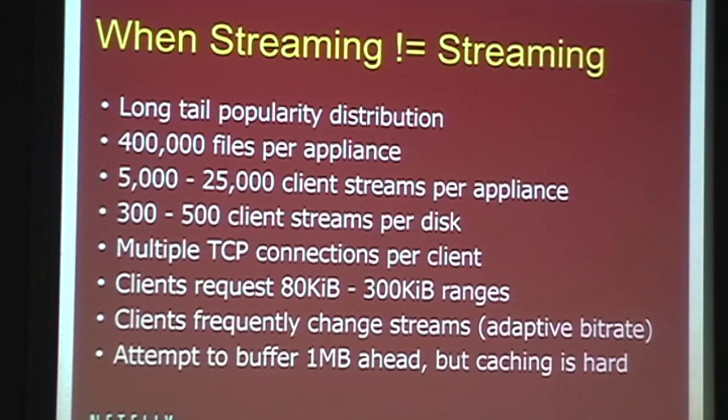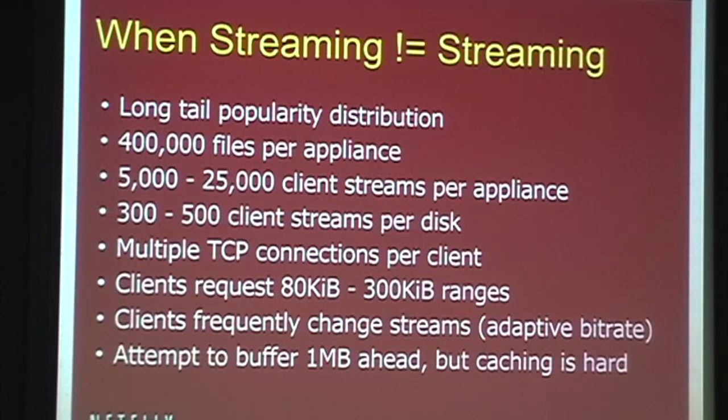Since the clients use adaptive streaming, they make fairly small HTTP range requests to servers. So even though a client may be watching content encoded at, let's say, 3 Mbps, they're still requesting it in, let's say, 100 kilobyte chunks. So even though we're doing streaming, it's still a fairly decent number of requests that we have to serve.